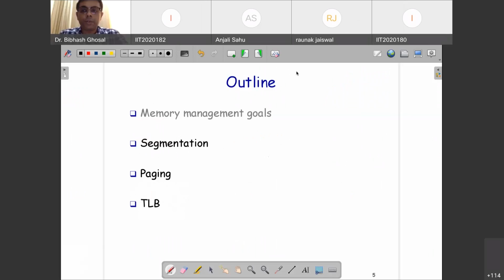So in this lecture, we will be continuing our discussion on memory management, the memory management of the operating system. In the last class, we covered some portion of this topic, and we shall continue today with the other concepts. So let me quickly summarize what we have covered in the last class.